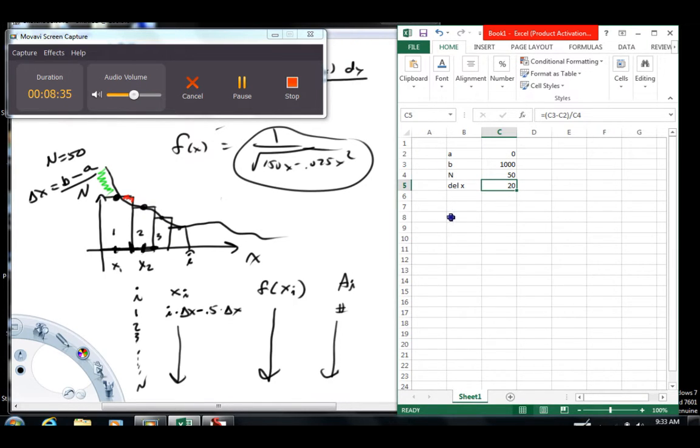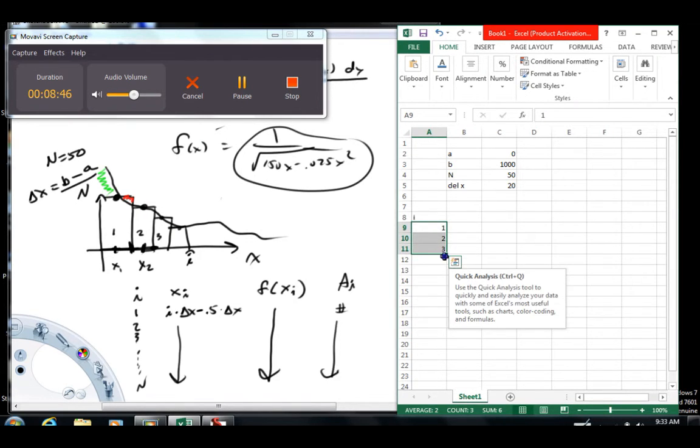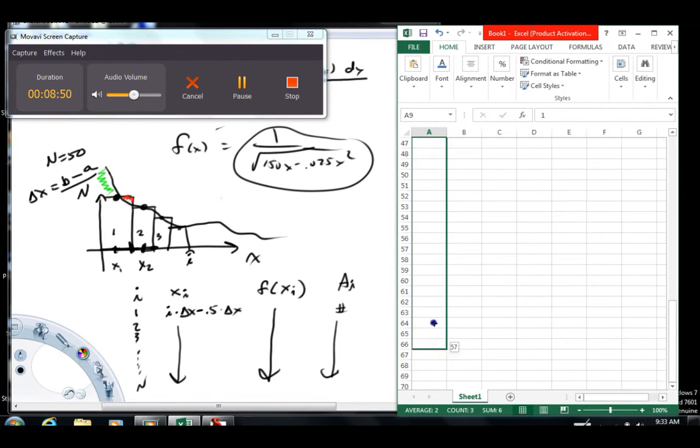All right, now I'm going to come over here and generate my i's. I like to label them column-wise. I'm going to come down here. i is equal to 1, 2, 3. Excel's really good about patterns. I've shown it a pattern. Now I'm going to take this and drag it down to 50. All right, boom.